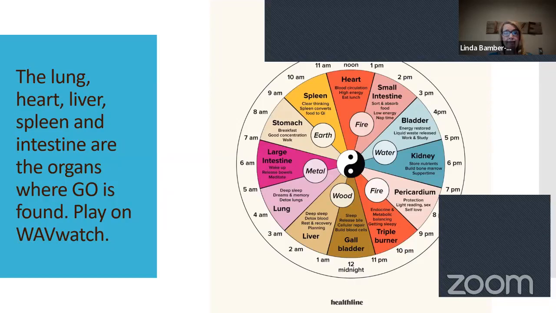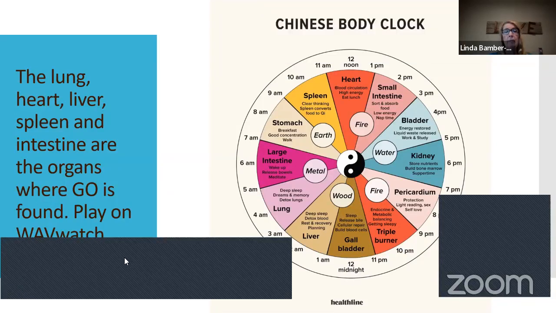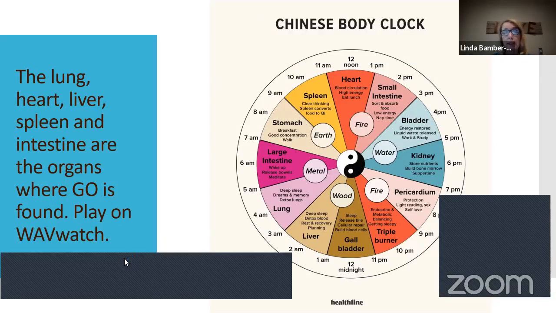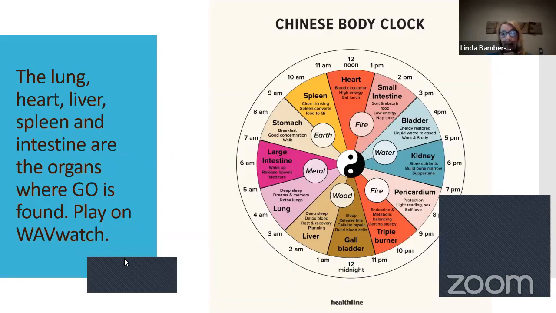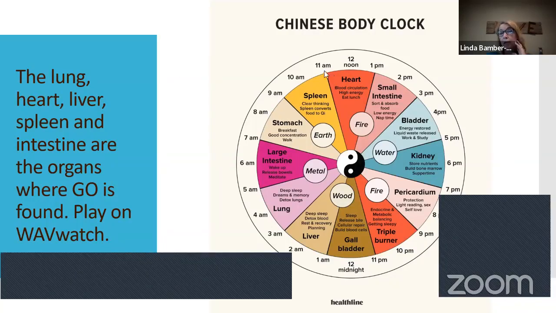And so the heart, lung, liver, spleen, and intestine are the organs that are upset the most, that are very problematic with GO. And so the Chinese body clock gives you a specific time. Now, you may not be awake at this time of the night, so you might want to make a fancier playlist. You could put things in for the liver and try to play those from 1 to 3 in the morning. The spleen, you would play from 9 to 11.